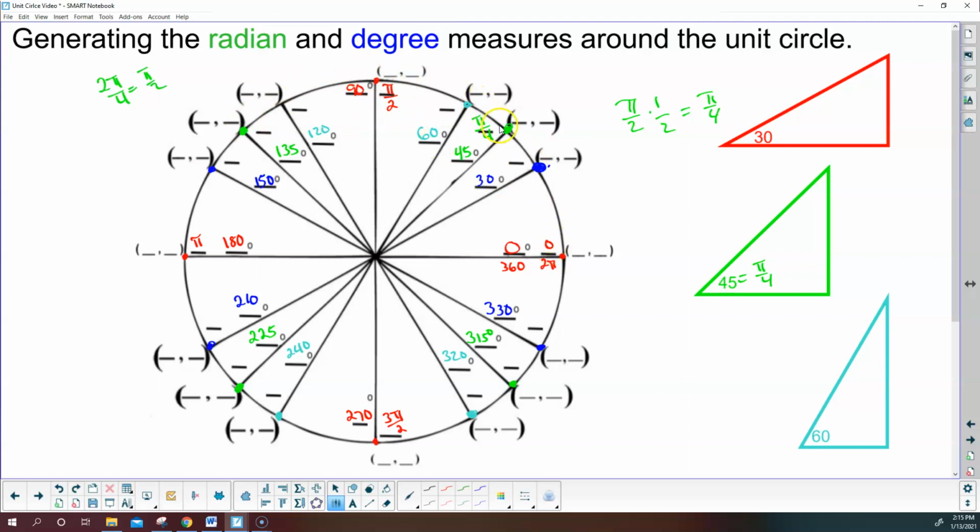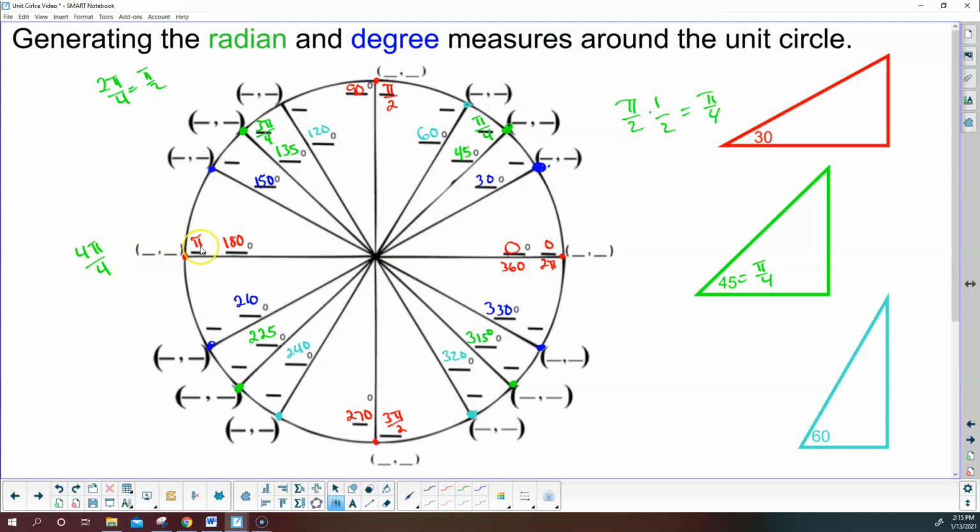But what if I go another pi over 4? So I go 1, 2, 3 pi over 4. Well, 3 pi over 4 is already reduced, so that's the radian measure, and 3 pi over 4 is equal to 135. So what if I go another pi over 4? Another 45 degrees would put me at 180. Well, that's 4 pi over 4, but the 4 is reduced out, and that's why we call it pi.